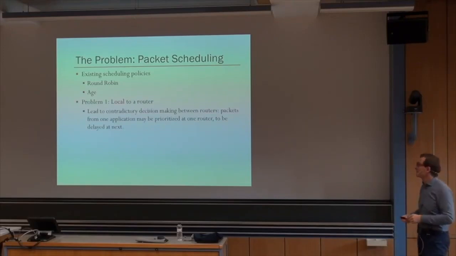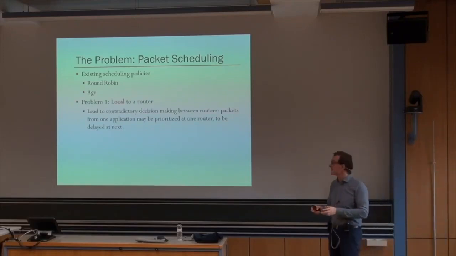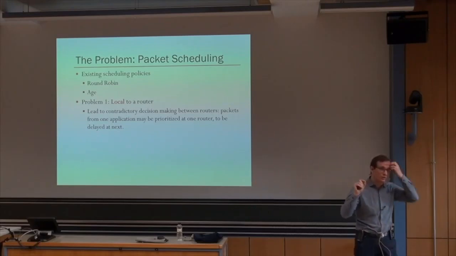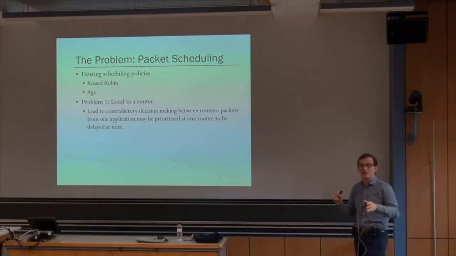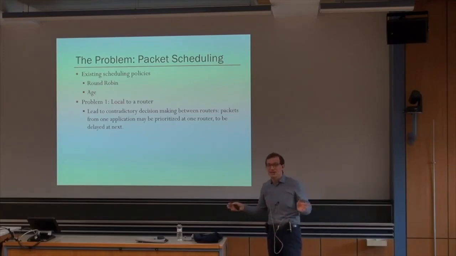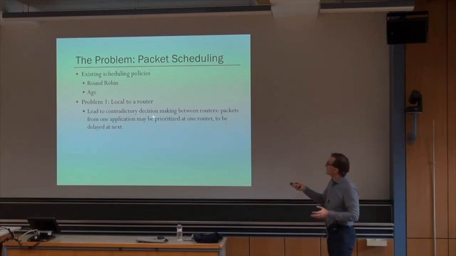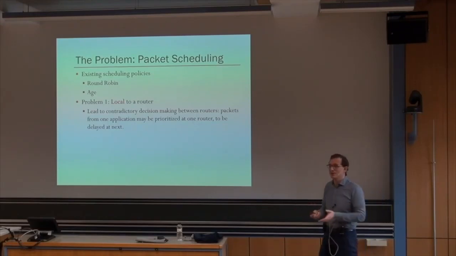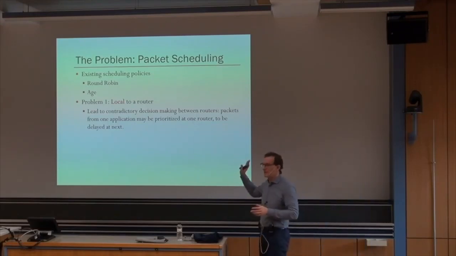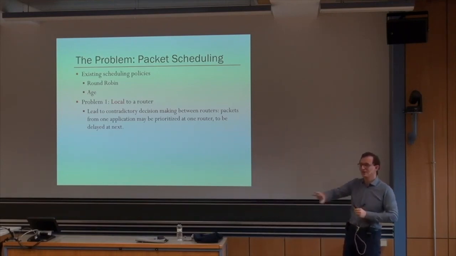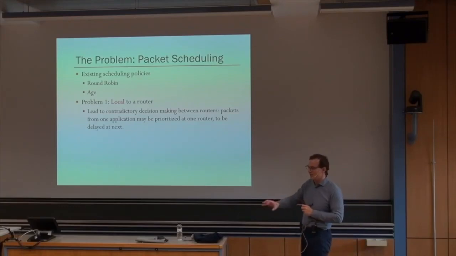So if you're not aware of applications, you have two problems. One is the problem that we discussed. The decision that you make is local to a router. This router may prioritize one packet from application A. In the next router, that may get deprioritized. As a result, you have contradictory decision making between the routers. And this leads to inefficiency and performance loss. And this paper analyzes that problem. It's very interesting. It's very similar to what we discussed earlier. Within the bufferless router, you have contradictory decision making between the switches, right?